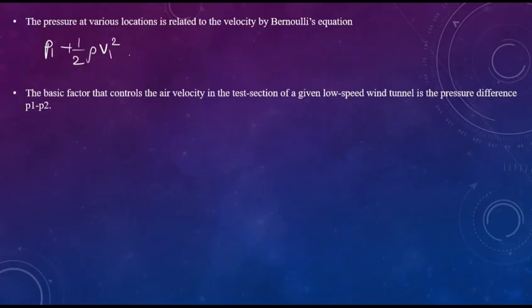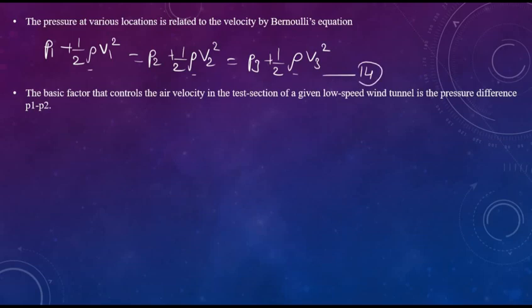P1 plus half rho V1 square is equal to P2 plus half rho V2 square, which is equal to P3 plus half rho V3 square. Now you see that I have written only rho without any subscript 1, 2, 3 because we are considering that the flow is incompressible here. As we said, low speed wind tunnels are applications of incompressible flows. So my density would be constant in all the three sections, that is, it would be equal. Let us say this is our equation 4.